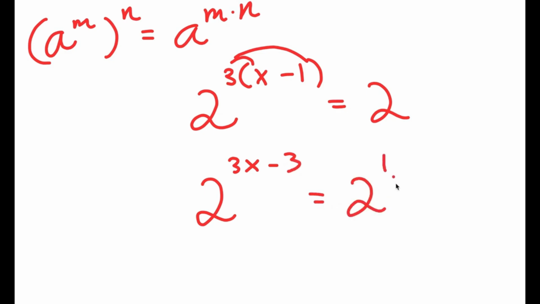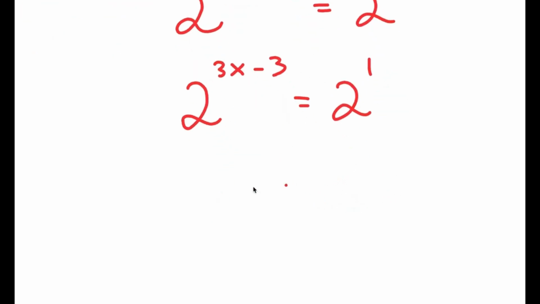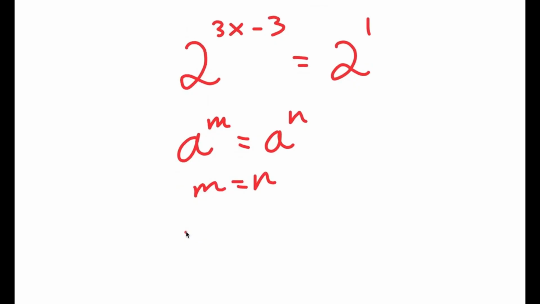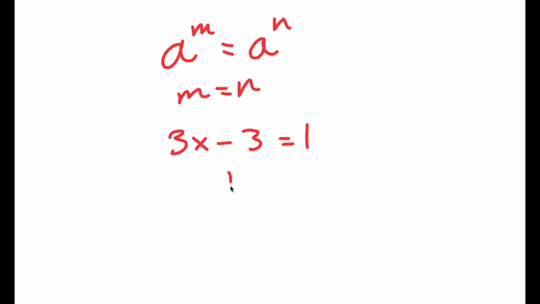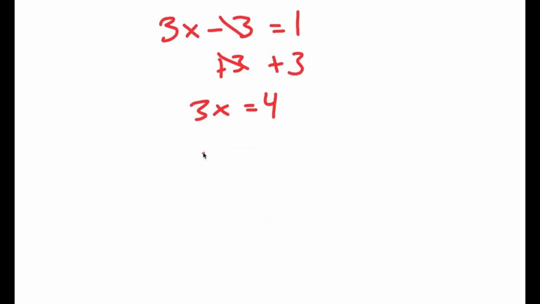And 2 is the same thing as 2 to the power of 1. And if I have something in the form a to the power of m is equal to a to the power of n, this means that m is equal to n. So this means that 3x minus 3 is equal to 1. And now if I add 3 on both sides, I get 3x is equal to 4, and x is equal to 4 over 3.